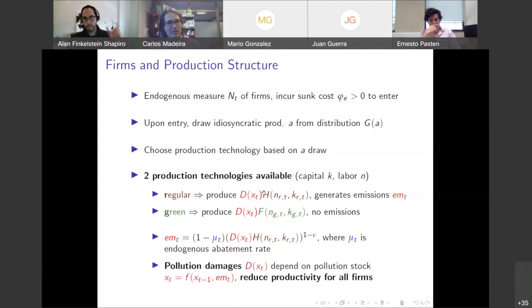This damages function ends up affecting both regular and green firms. So even if you're using solar panels to produce, the fact that other firms are producing and generating emissions is also going to have an impact on you, because emissions have an aggregate effect.